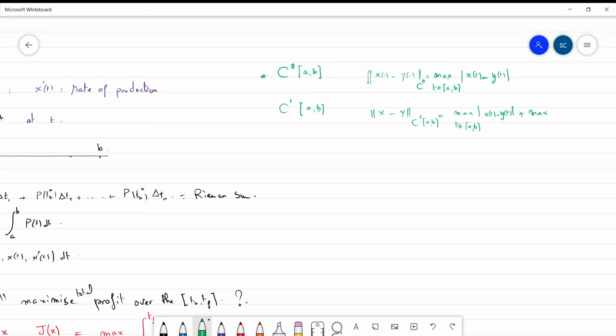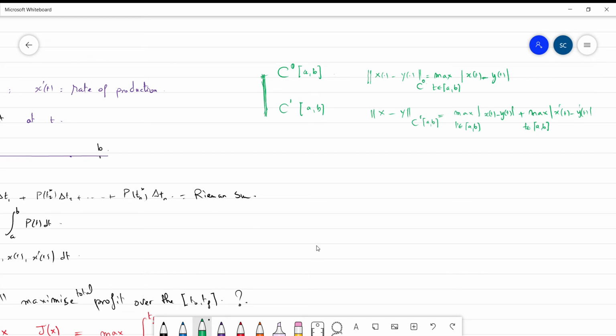But so this is just to give you an idea. We will not work with those norms. It's just to connect things and to make analogies with what we studied before. So this is an important remark.